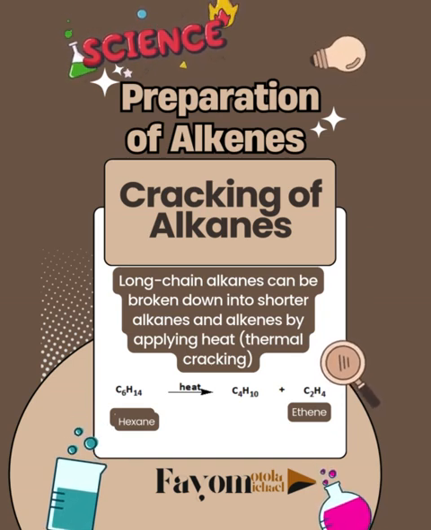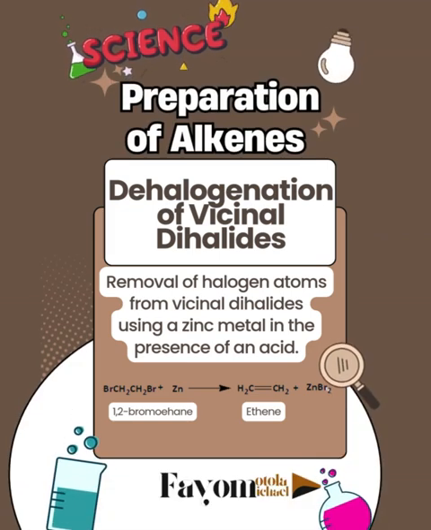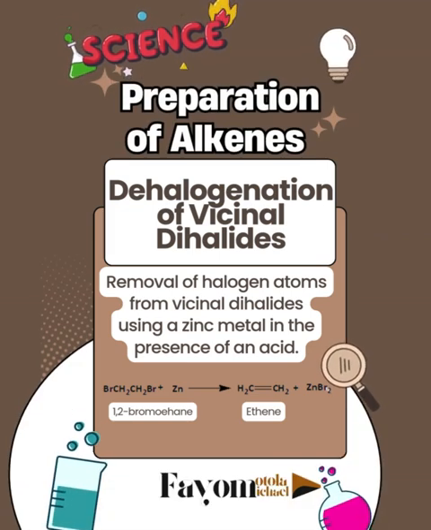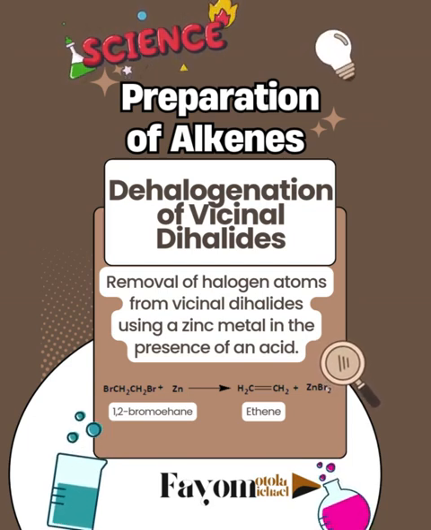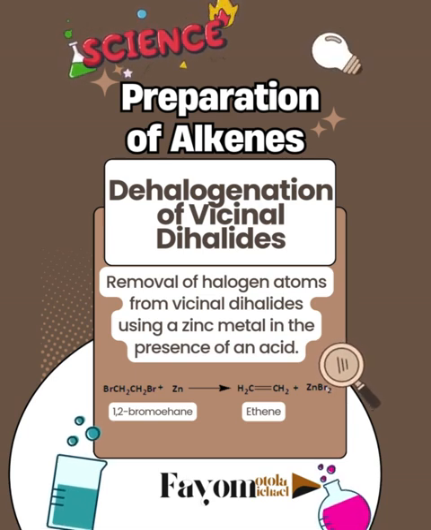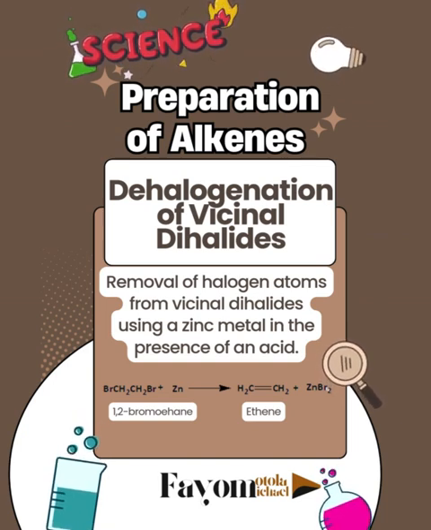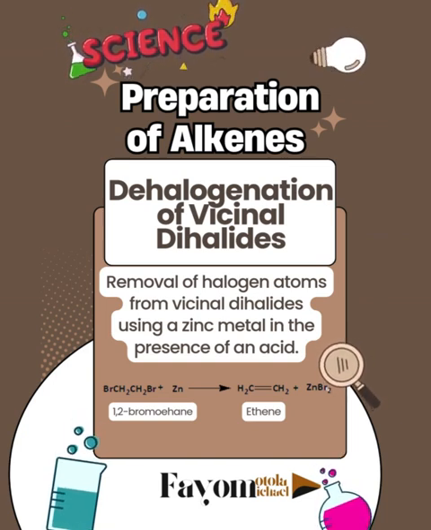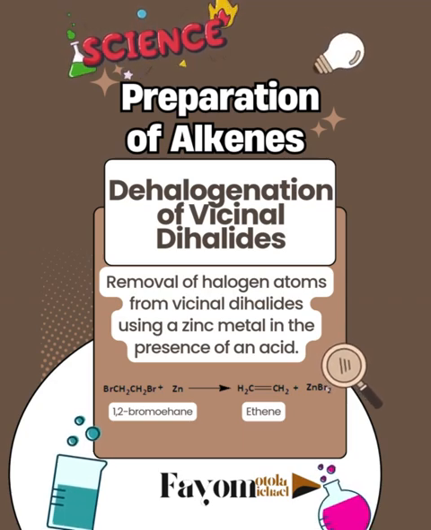Another method is dehalogenation of vicinal dihalides. Alkenes can be prepared by removal of halogen atoms from vicinal dihalides, that's compounds with two halogen atoms on adjacent carbon atoms, using zinc metal in the presence of an acid. That's 1,2-dibromoethane being converted to ethene.